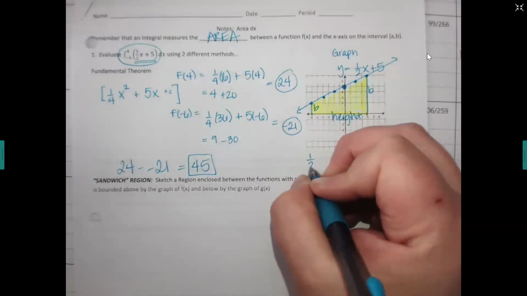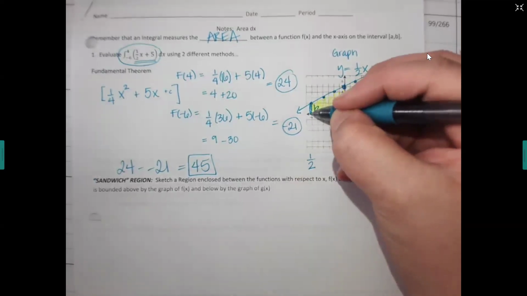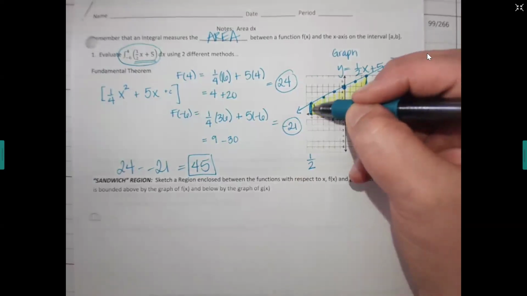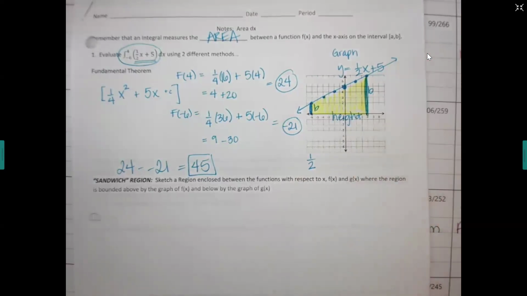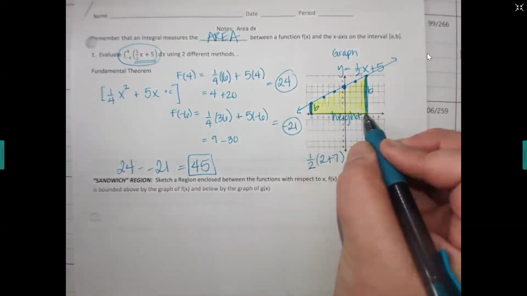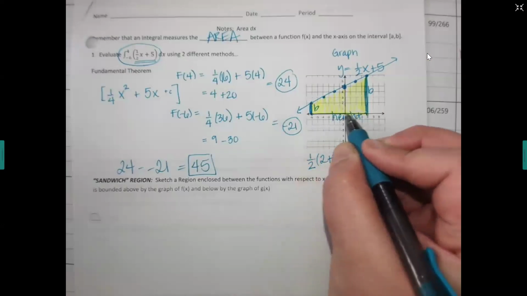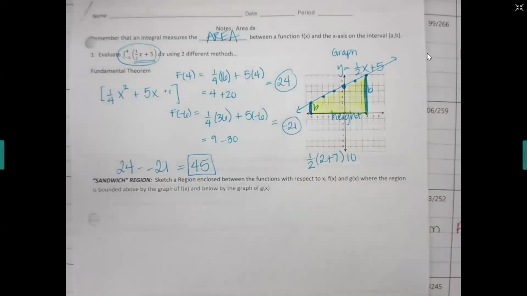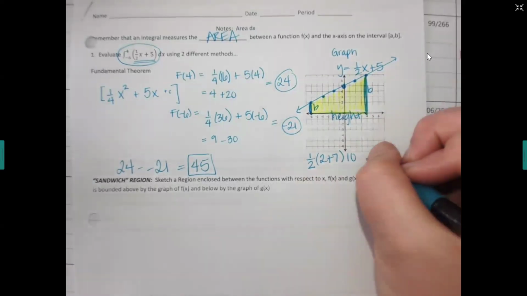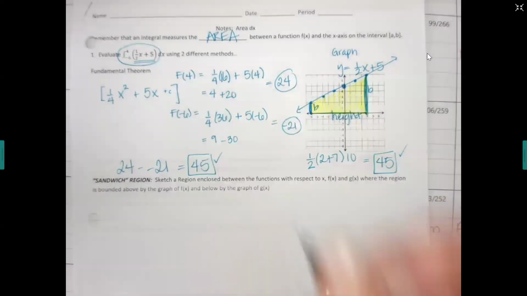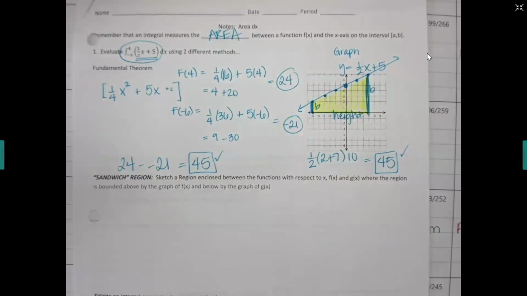So it'd be 1/2. How tall is this base? This one is 2. This one is 7. And then my height through the middle, it'd be 6 on this side, 4 on this side, for a total of 10. 2 plus 7 is 9, times 10 is, cut it in half, 45. Okay, so notice that no matter which way you do it, you should get the same answer. Okay?